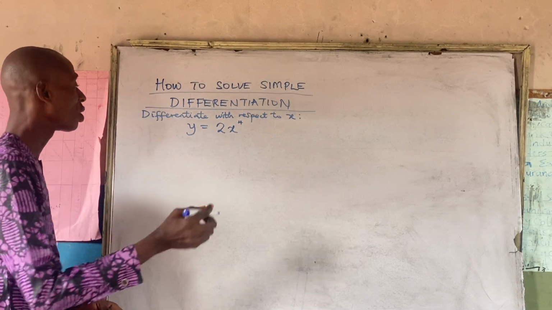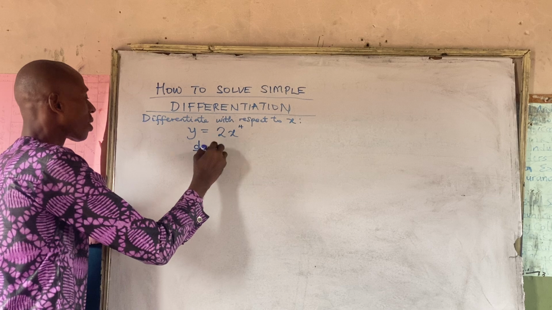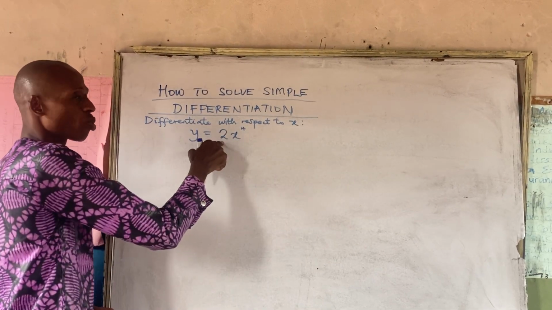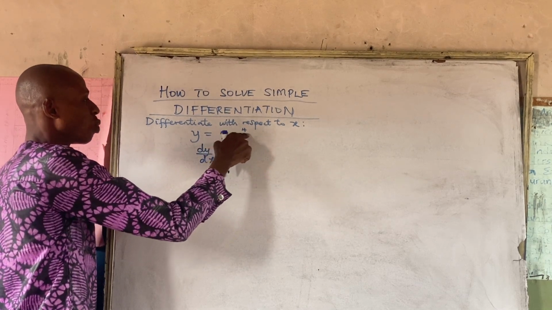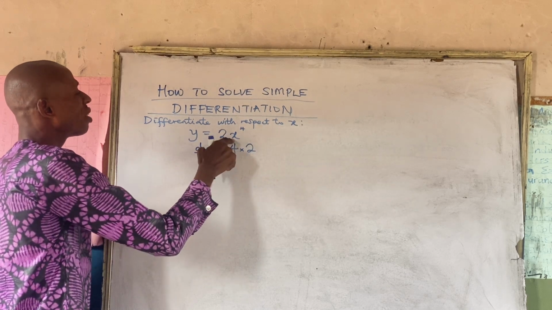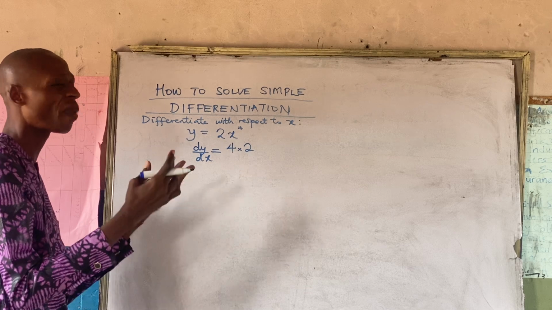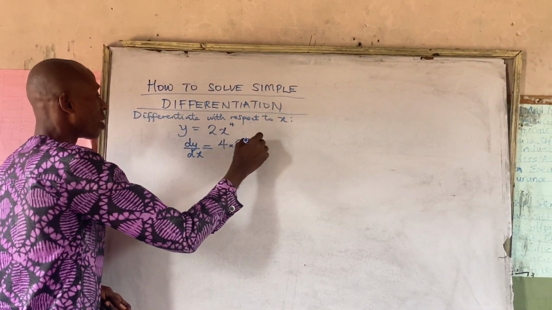In differentiating, you say dy/dx equals this power will multiply these two. Alright? The power will multiply the coefficient of x, which is 2. So we have 4 times 2. Then you rewrite this x raised to power 4 and reduce the power by 1. That's all. So times this x, rewrite it.